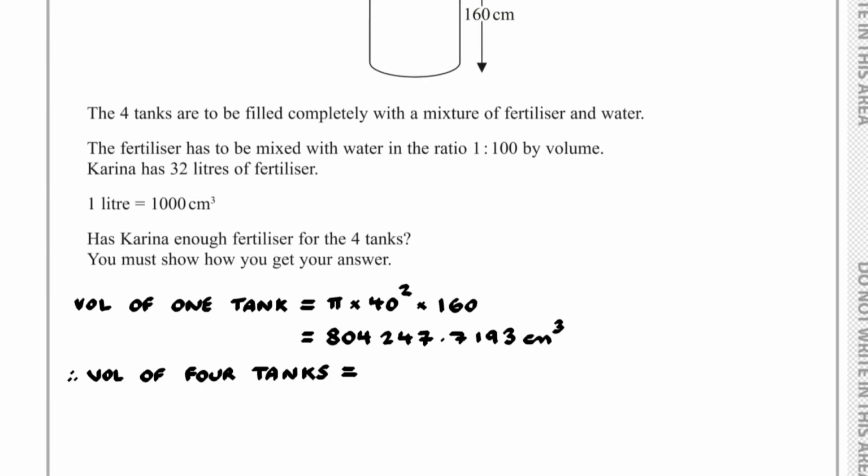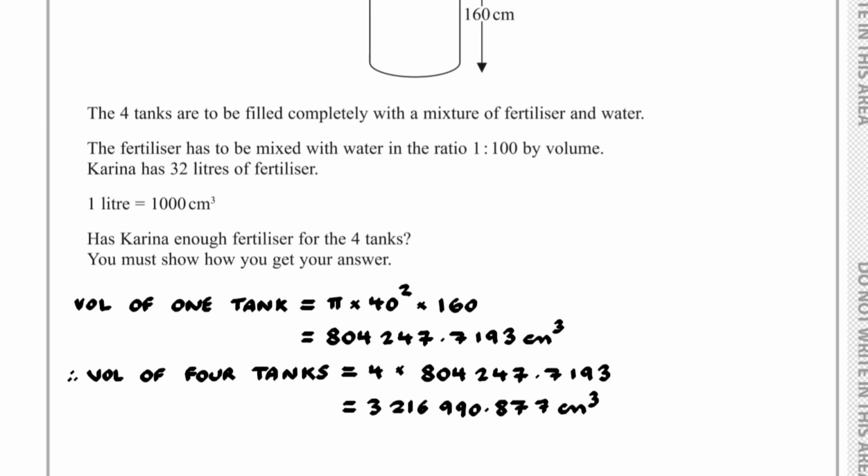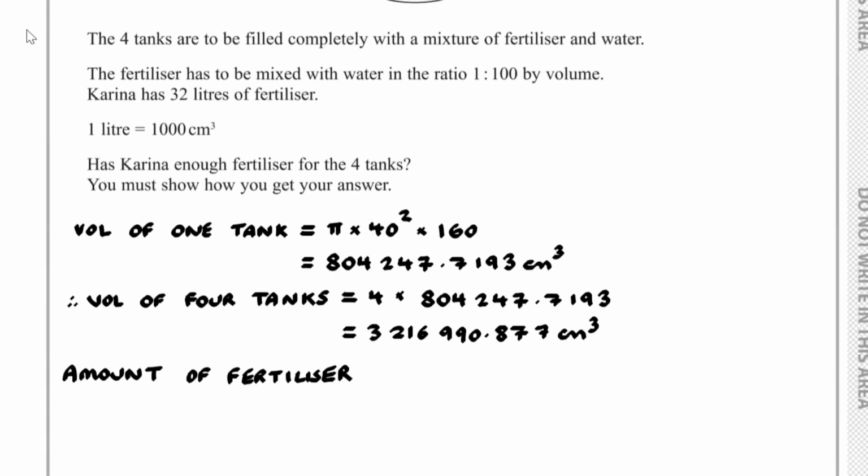So the volume of 4 tanks, I need to do 4 times this amount. And if I work that out, I get 3,216,990.877 centimeters cubed. The next thing we can do is find out the amount of fertilizer. Now I know I've got 32 litres of fertilizer, and if I multiply this by 1000, I can convert that into centimeters cubed. So we get 32,000 centimeters cubed of fertilizer.